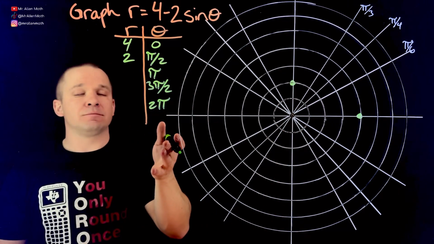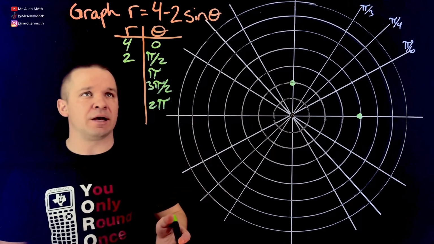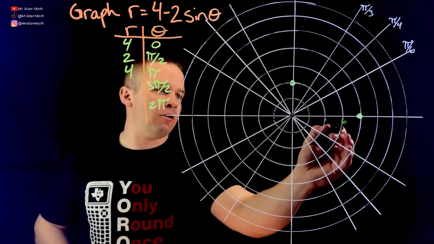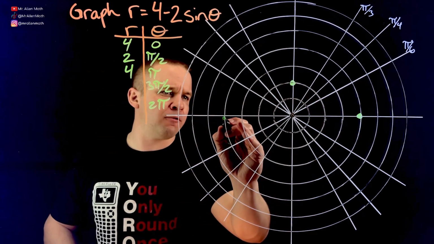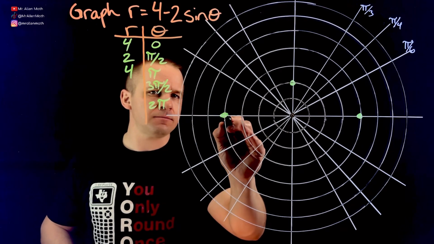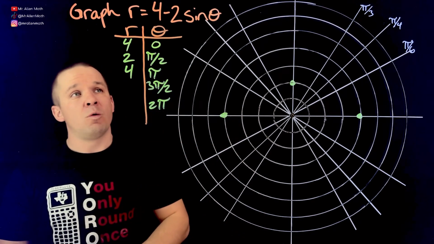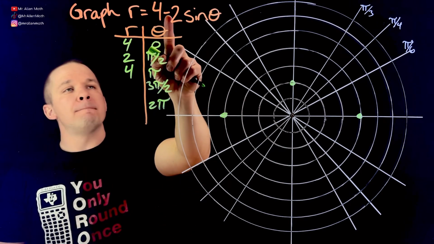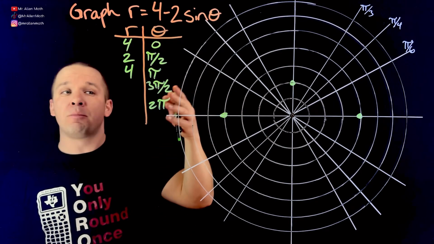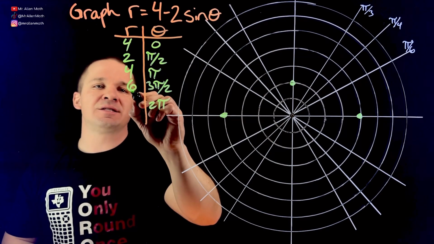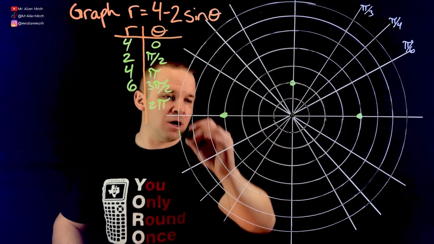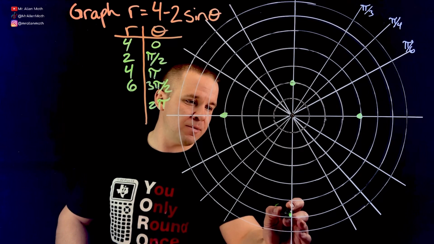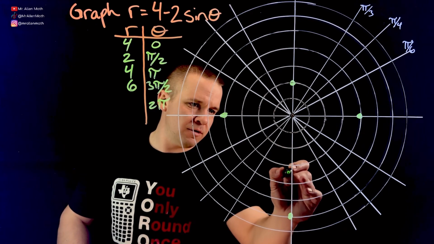And then for pi, well, sine of pi is 0 once again. So we're going to have that 4. So if I go all the way, I think I'm at 4. 1, 2, 3, 4. Yep. Then 3 pi over 2. Well, that's negative 1. So 4 minus 2 times negative 1 is really like 4 plus 2. That's going to be 6 for this one. So we're going to swing all the way around. We're going to be at 6 for 3 pi over 2. 1, 2, 3, 4, 5, 6.